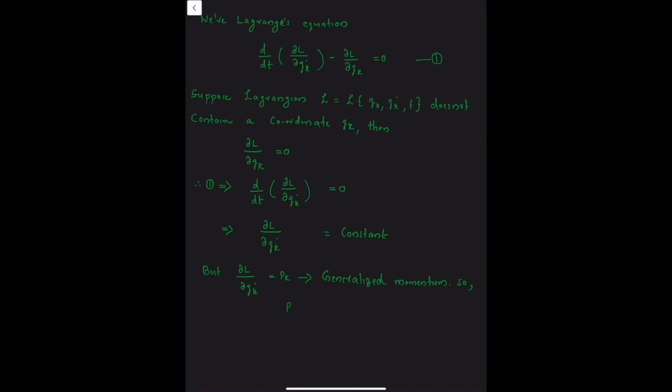Now we have proved that if a coordinate is absent in the Lagrangian, then the corresponding momentum is a constant of motion. That is, pk is constant here. If qk is absent in the Lagrangian, then pk is constant.